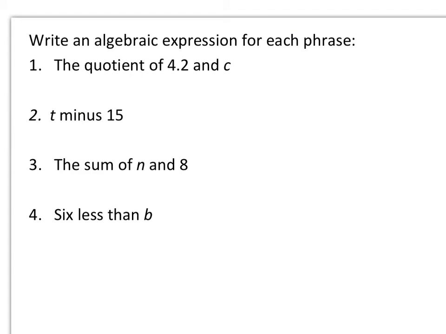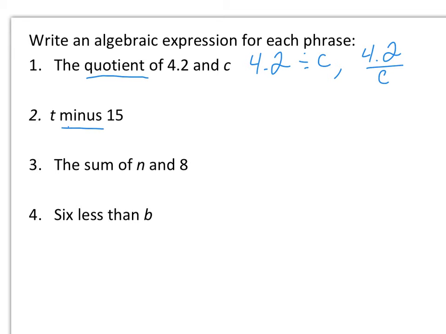Alright, let's look at some examples. It says write an algebraic expression for each phrase. Number 1 says the quotient of 4 plus 2 and c. When we see the word quotient, we have to be thinking division. So we could write that as 4.2 divided by c, or as a fraction, 4.2 over c.